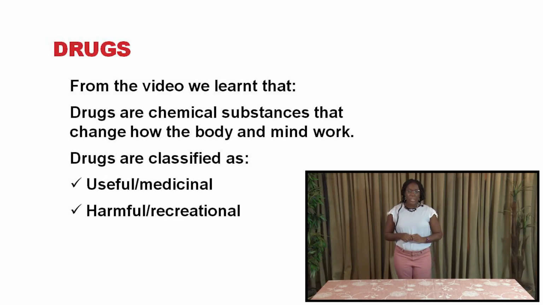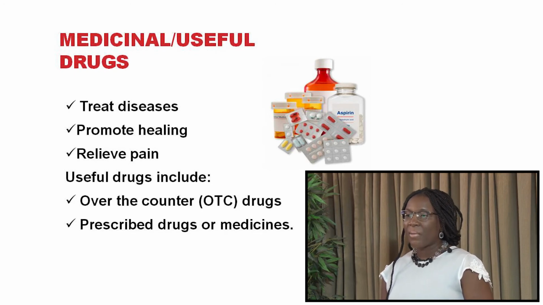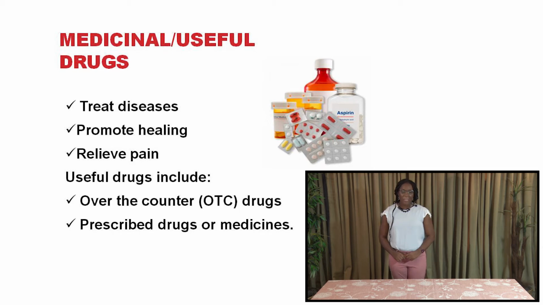From the video, we learned that drugs are chemical substances that change how the body and mind work. Drugs are classified as useful or medicinal and recreational or harmful. Medicinal or useful drugs treat diseases, promote healing, and relieve pain. Useful drugs include over-the-counter drugs or OTC and prescribed drugs or medicine. In the picture, you can see some examples of these drugs.